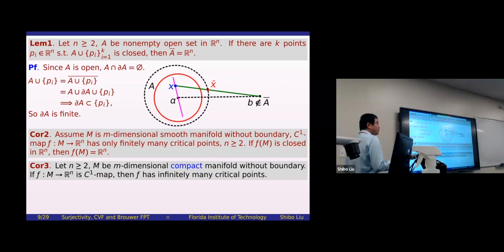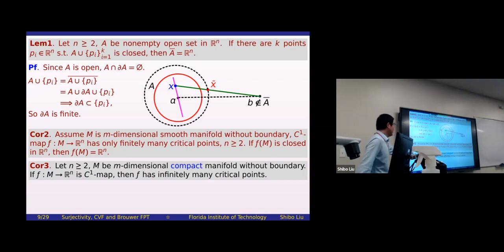Sorry. If we have an open ball, it is not possible to find finitely many points such that the ball union these points is closed. Right, the union of the ball, of course, is not closed. Yeah, thank you. Now let's go back.